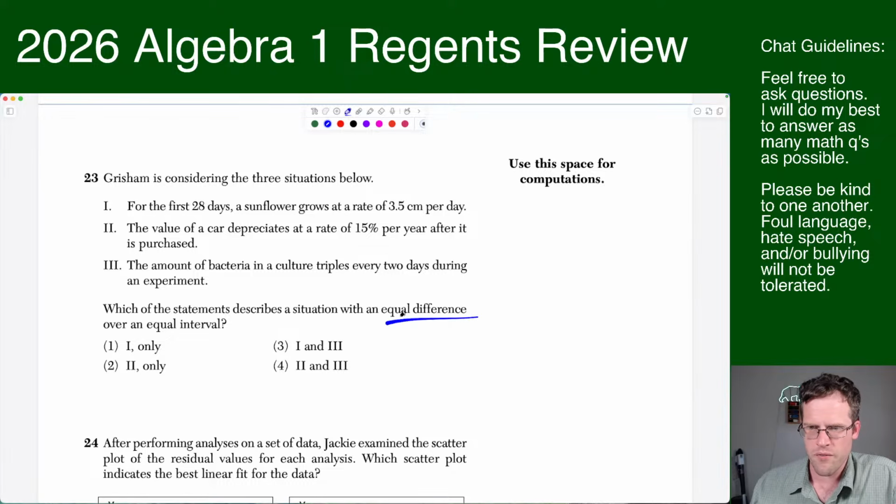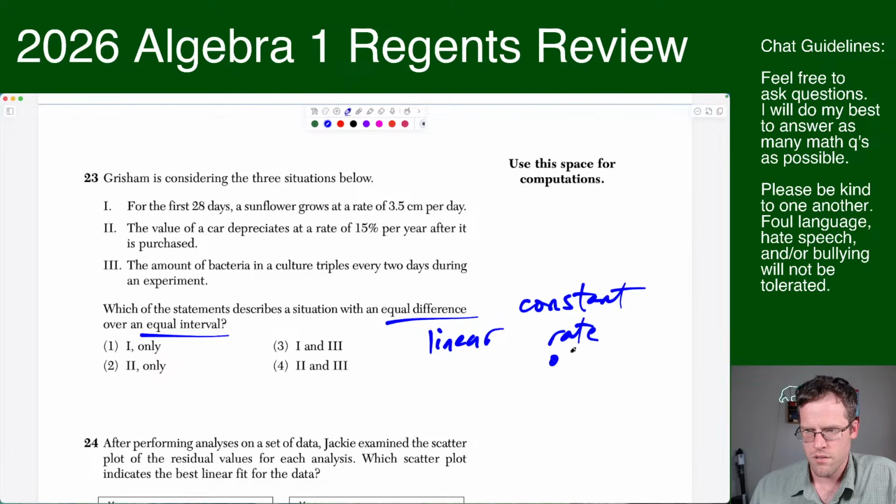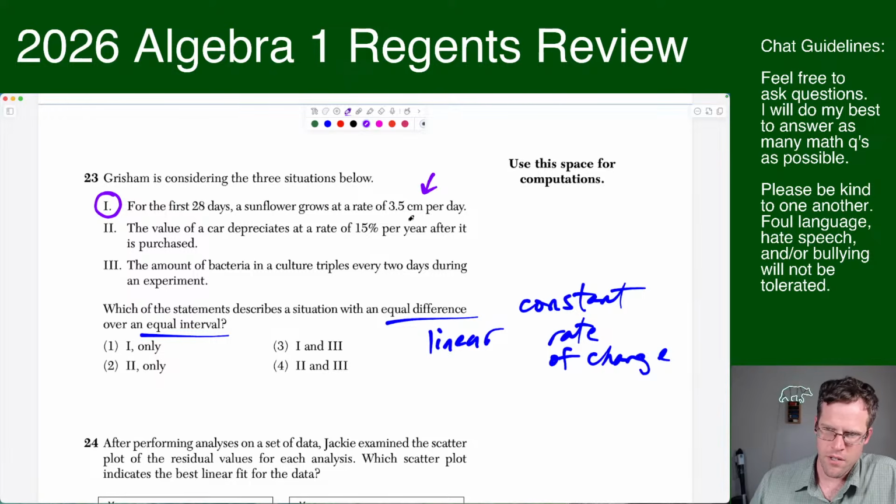All right, equal difference over an equal interval is linear. That means like you're rising and running by the same amount each time. That is a constant rate of change. Okay, so think about that. Constant rate of change. So it looks like this one works. 3.5 centimeters per day, this is a constant rate of change.